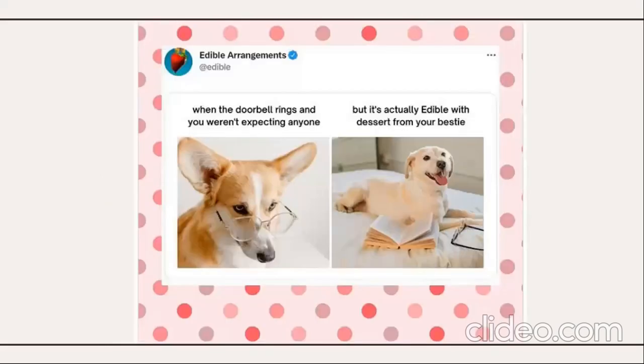And the last one is the most interesting on your screen is here. The first one, a dog with specs. When the doorbell rings, you are not expecting anyone. Second expression of a dog with the specs kept aside, an open book, but it's actually edible with dessert from your bestie. So friends, this is how I have given you five important tips as well as some specimen Instagram captions. So this will help you to attempt the questions for the Instagram caption in the examination.